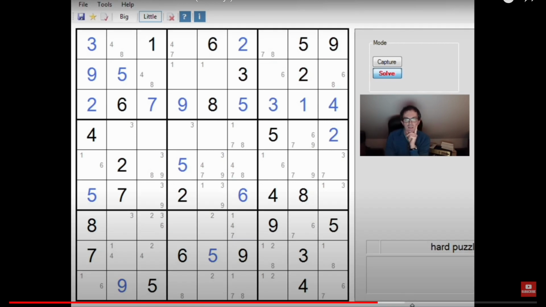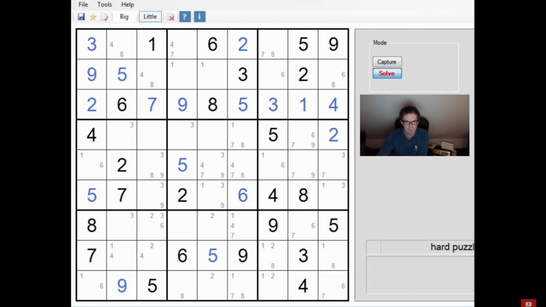My goodness me. Okay, well, I'm starting to understand why this puzzle was foxing the computer. It's certainly foxing me.